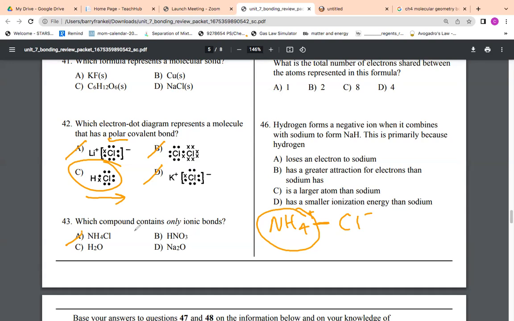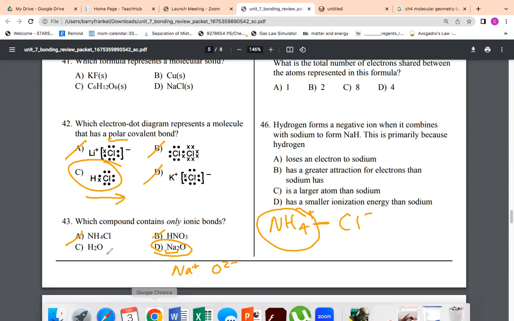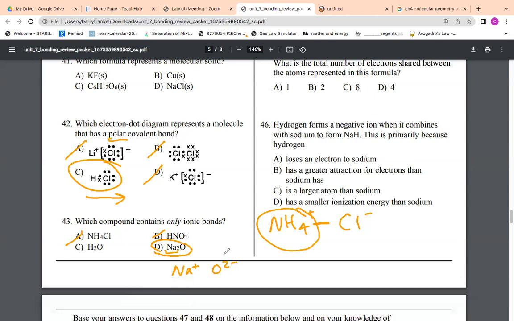B, that's all nonmetals as well. Again, same kind of spiel as A. D is going to be our final answer. We have a metal, we have sodium, and we have oxygen. So we have a metal and a nonmetal coming together, transferring our electrons from sodium to the oxygen. C, definitely not. We should know off the bat that water is a polar covalent molecule, not C.